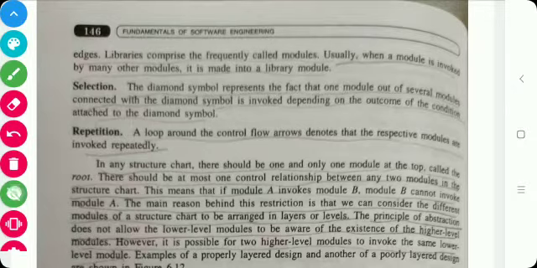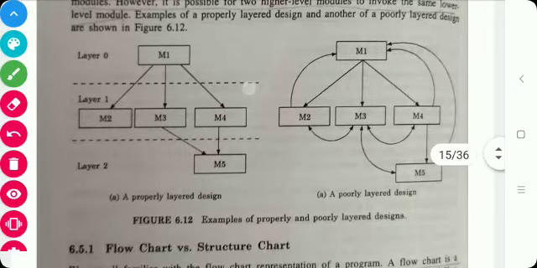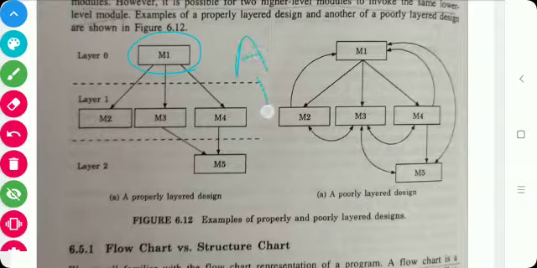So in the structure chart, this is the example of a structure chart. There is only one module at the top, that is called the root, and there should be at most one control relationship between two modules. Means if module A calls module B, then B cannot call module A. So why this? Because we can consider the different modules or structure to be arranged in different layers.